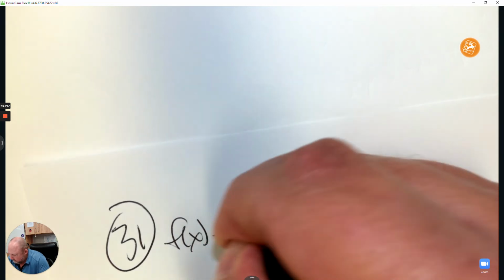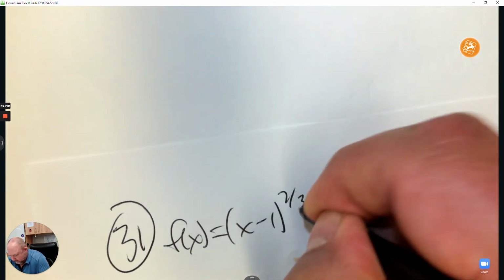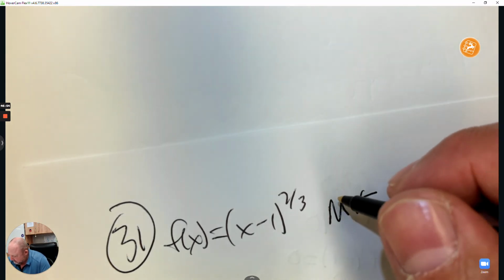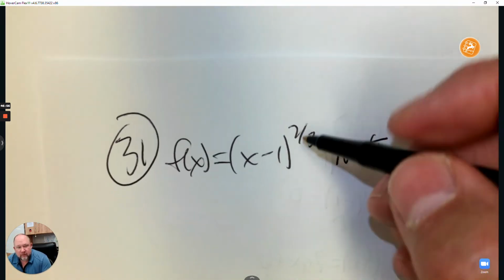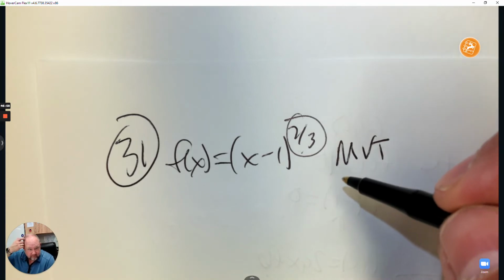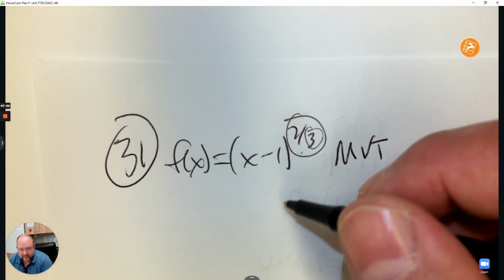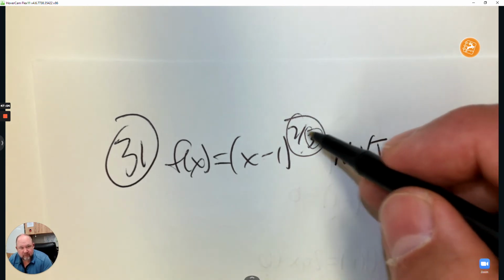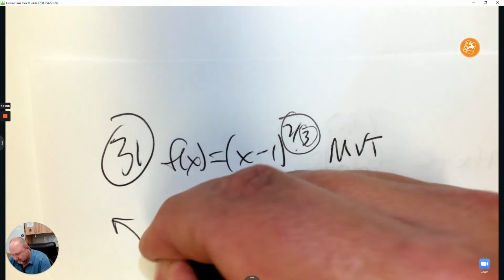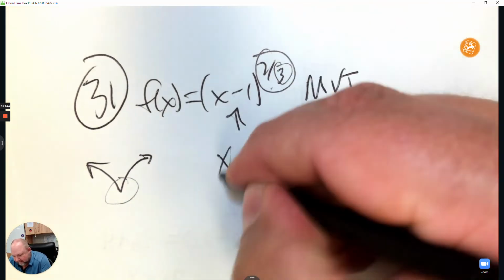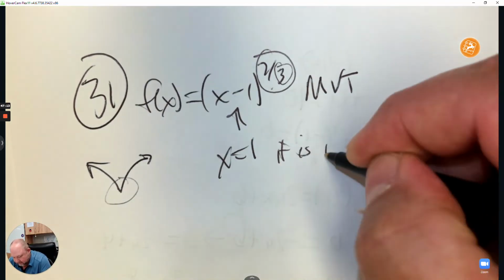f of x equals x minus 1 to the 2/3. MVT does not apply to which interval? So 2/3, when you cube root something, you can cube root any number. So this one is continuous, but 2/3 kind of looks like this. So there's a spot where it's not differentiable. So when x equals 1, it is not differentiable.